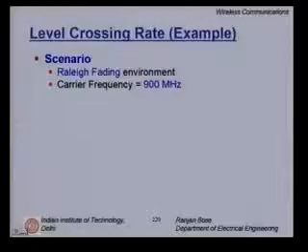The carrier frequency, let us say, is 900 megahertz. It is important to observe that the carrier frequency will play a role in your level crossing rate. How sensitive it is to carrier frequency, we will look at some other examples also. But for this example, let us say it is 900 megahertz, because this will translate to your wavelength, which will translate to your fm, the Doppler shift, which will translate to your level crossing rate.